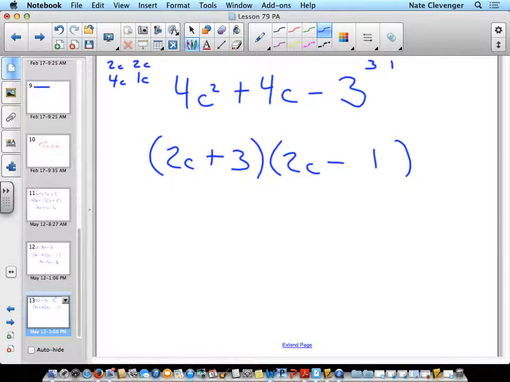Now let's multiply this out. The outsides gives me a value of negative 2c. Inside gives me a value of plus 6c. And that gives me a value of 4c. Wow, that was lucky.